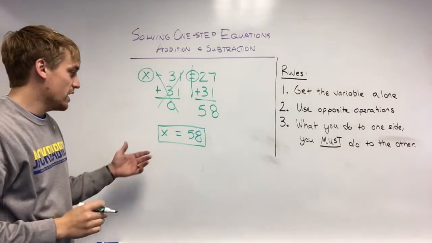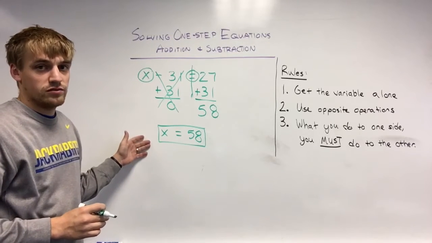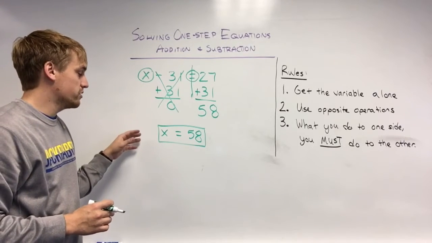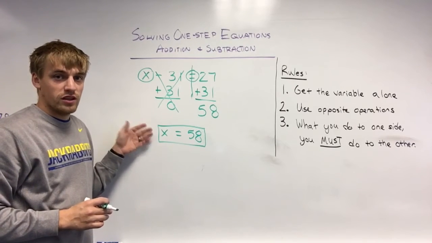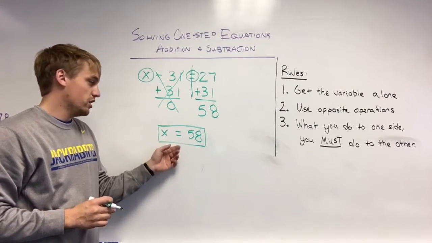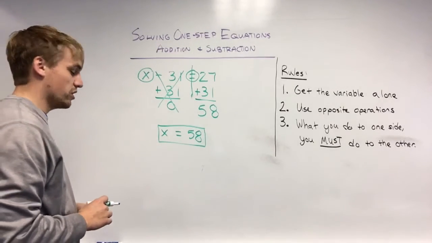Okay, so that is how you do a one-step equation with addition or subtraction. Make sure that you write the variable first, and that you always have the variable equals whatever the answer is. Okay, let's try another one.